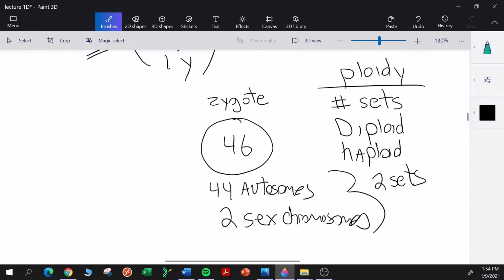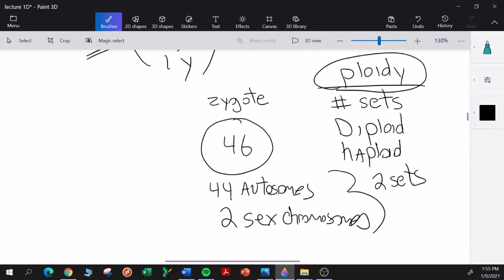There are many plants that are tetraploid. They have four sets of chromosomes, or hexaploid, or octaploid. Many of the fruits we eat are triploid, and these fruit are actually sterile. And we'll talk about why a triploid organism, or a triploid offspring, I should say technically, is sterile. We'll talk more about that later. But this is what ploidy means.